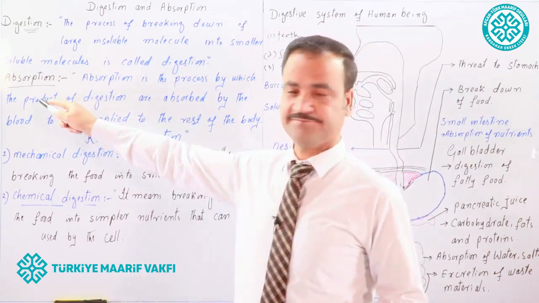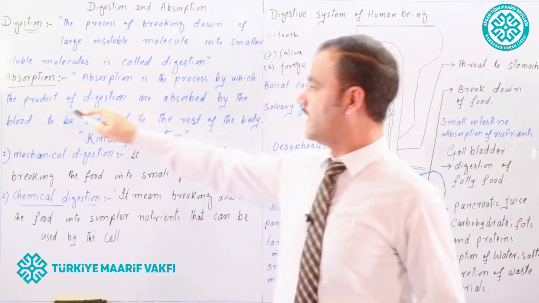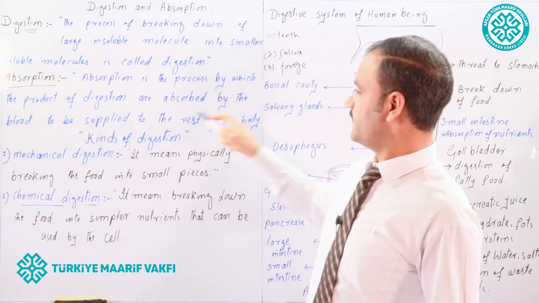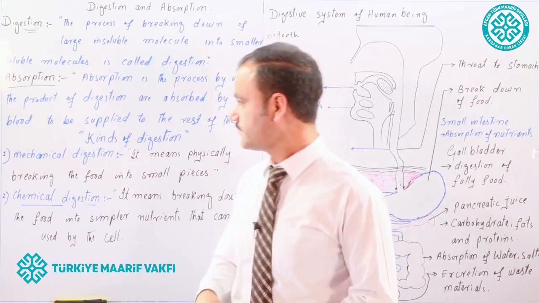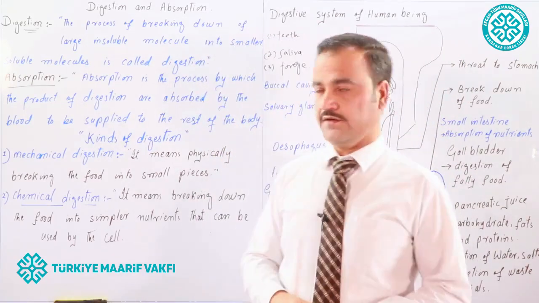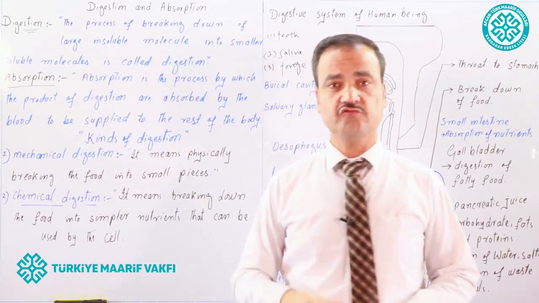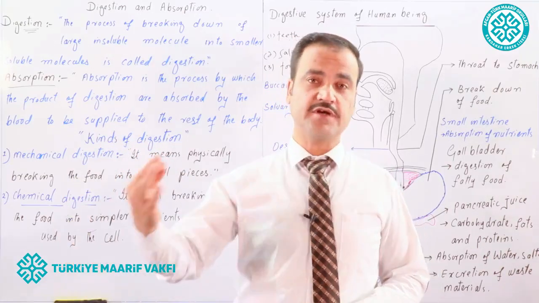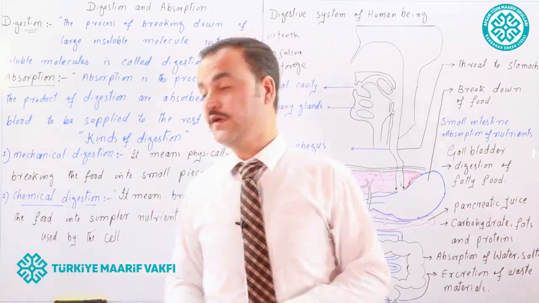For the absorption. What is absorption? Absorption is the process by which the products of digestion are absorbed by the blood to be supplied to the rest of the body. Now here, product of digestion. What is the product of digestion? Actually, nutrients are the product of digestion which must be absorbed by the blood.